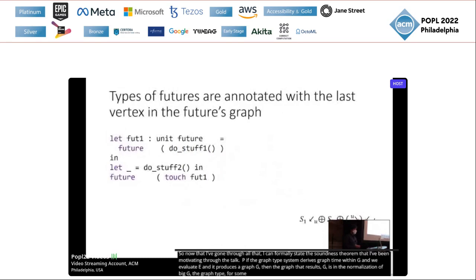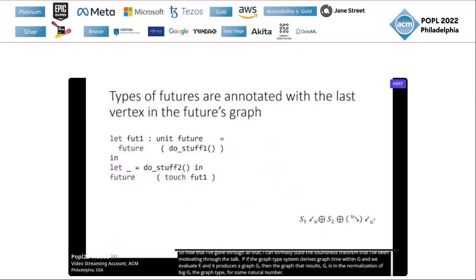So that was a broad overview of the arc of the paper. We defined graph types, we defined the normalization operator, defined a graph type system for a core language, and proved soundness. And as you saw for fork-join programs, it's relatively straightforward. But it gets much more complex when we add futures to the mix. So futures, also called promises in some languages, are much more powerful concurrency mechanisms or parallel mechanisms than fork-join.